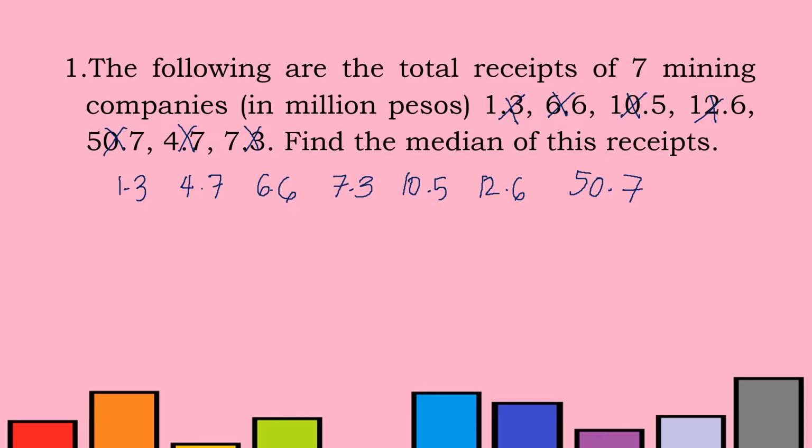Then let's count. Oh no, it is already given. There are 7 mining companies. It's an odd number, so we just need to find the middle term or the middle value. So if this is 7, the middle one is this, right? So it's 7.3.